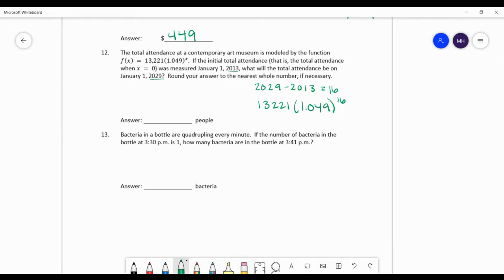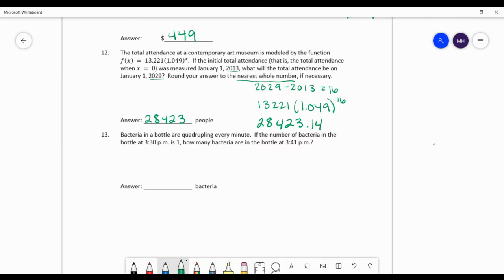And let's see. Oops, hold on. So I got 28,423.14. We need to round to the nearest whole number. So I would say 28,423.